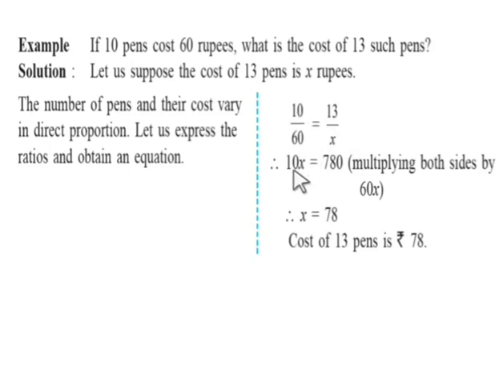Now 10 multiplied by X is equal to 13 multiplied by 60. 13 multiplied by 60 is 780. Now dividing both sides by 10, 10X divided by 10 is X and 780 divided by 10 is 78. Hence, the cost of 13 pens is 78 rupees. Here we have completed the solved examples. Children, you have to complete your copies till here.